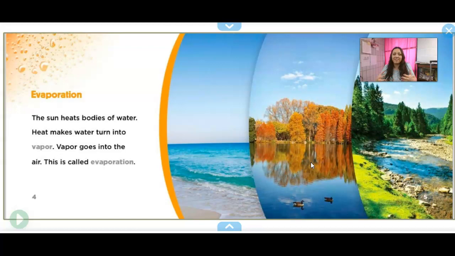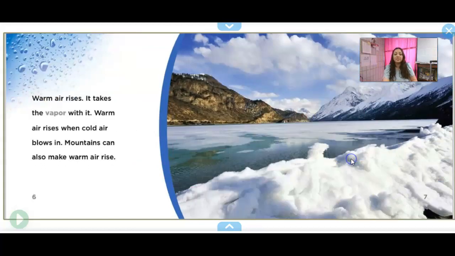All right, so evaporation. The sun heats bodies of water. Heat makes the water into vapor, and the vapor goes into the air. This is called evaporation. Remember, that's part of our water cycle. Warm air rises. It takes the vapor with it. Warm air rises when cold air blows it. Mountains can also make warm air rise.